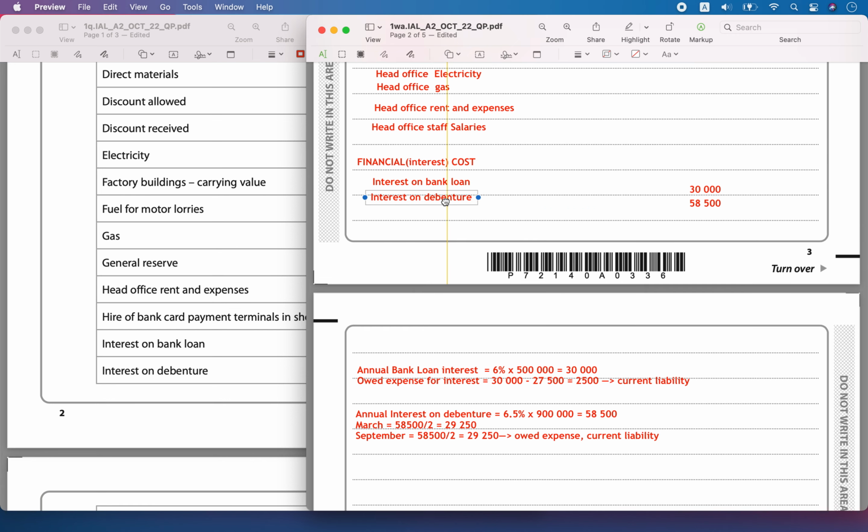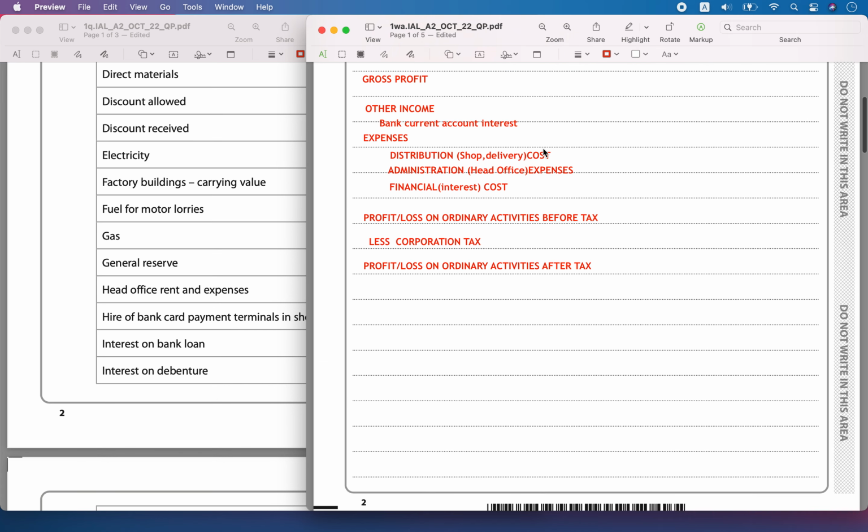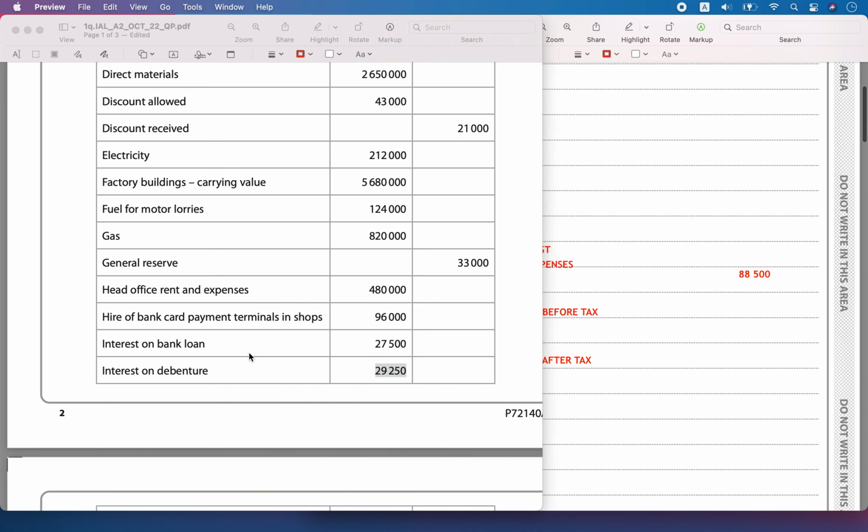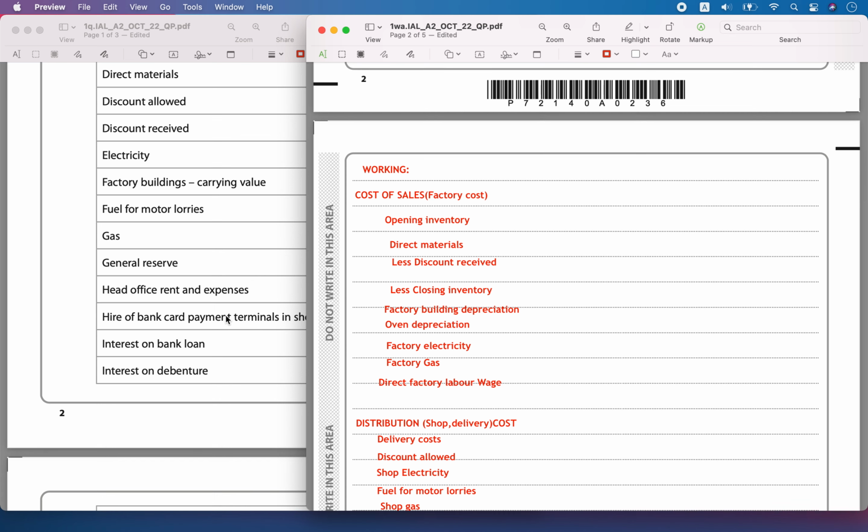Now this is a financial cost. Let's calculate these two, because there is no other financial cost. So let's calculate the total financial cost. 30,000 plus 58,500 is equal to 88,500. Okay, 88,500 is the financial cost, and you can go and fill it up here, 88,500 pounds.